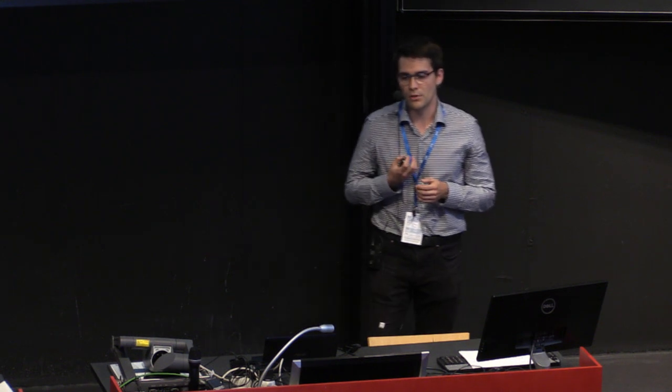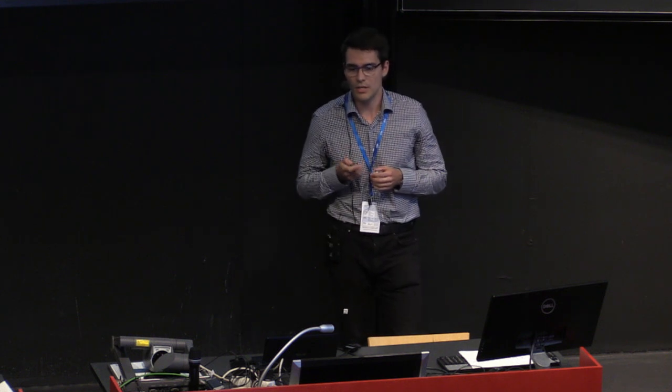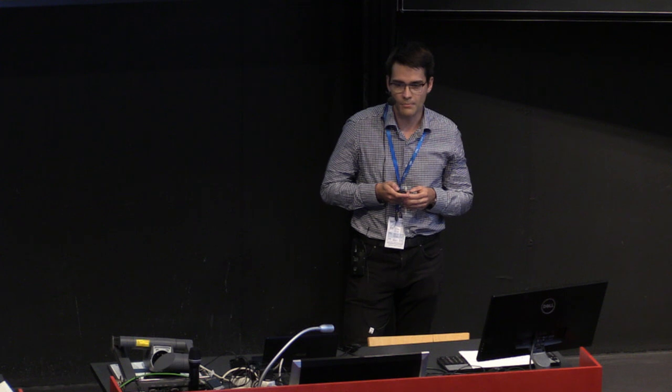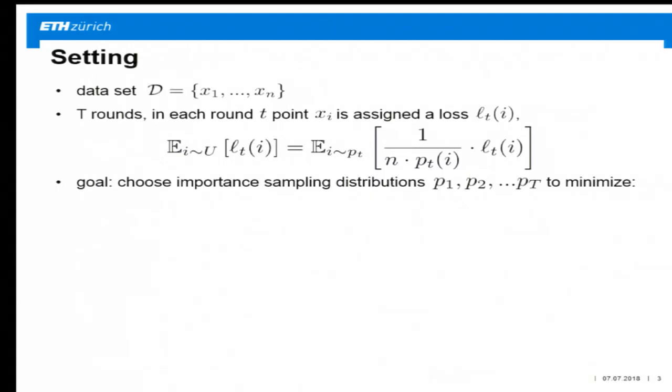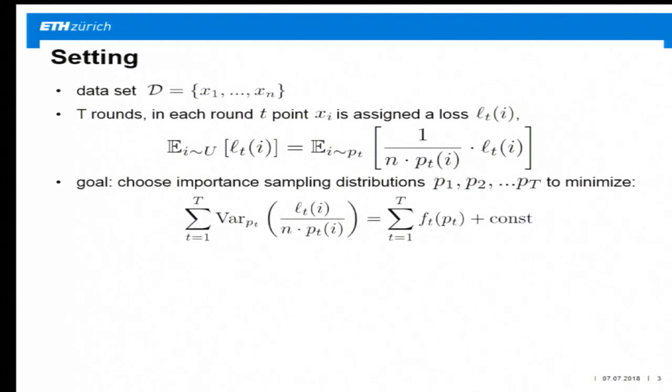And if we don't want to introduce bias, we have to introduce importance weights of one over n times the sampling distribution. So our goal in this paper is to choose these sampling distributions such that we minimize the cumulative variance of these importance weighted estimates. In a second, we'll see what's the relationship to stochastic optimization here. If we write this variance out, we notice that only the cumulative second moments depend on the sampling distributions. I will denote this term as f_t(p_t), our cost function at round t.